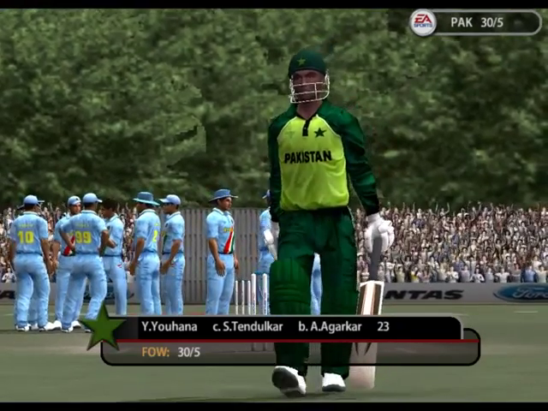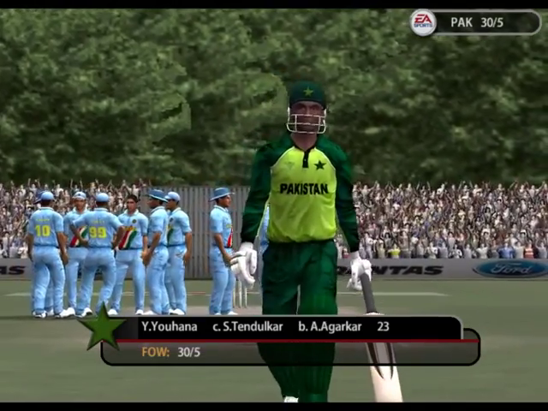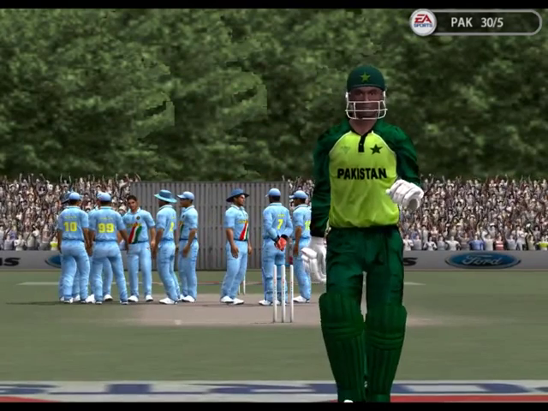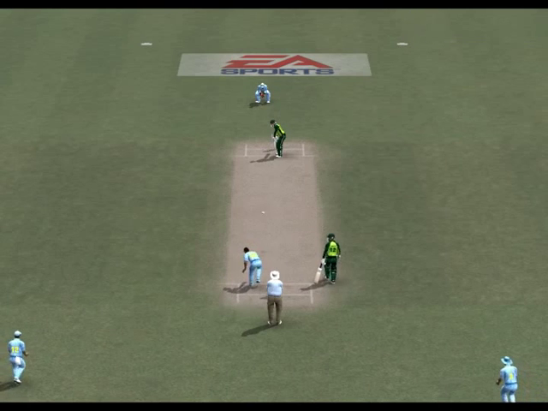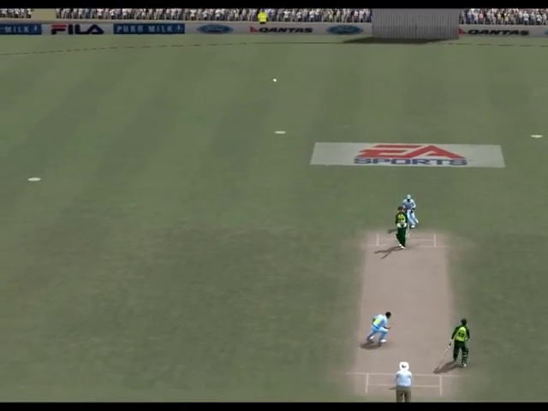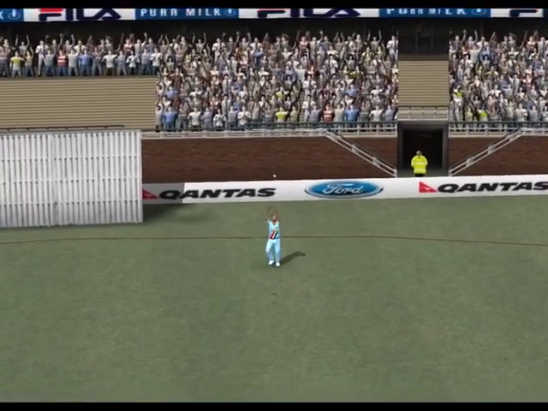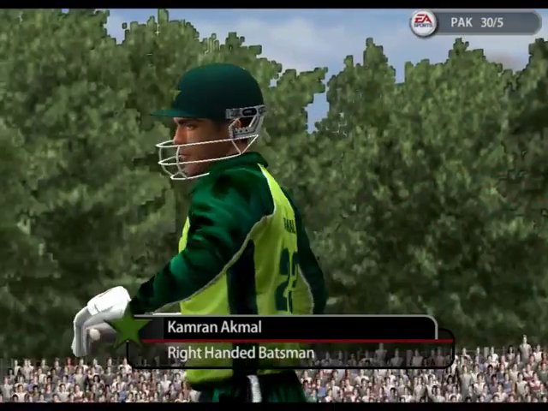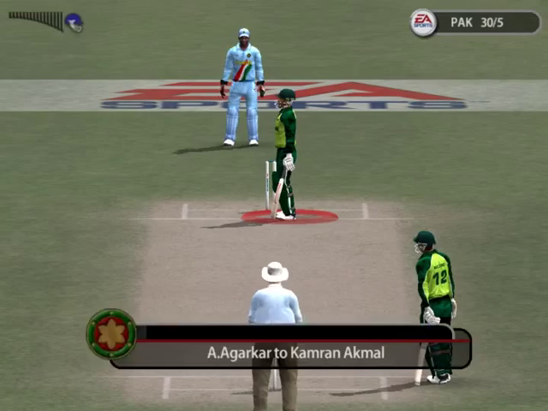Yusuf Yohana scored 23 runs. He got himself settled and then gave his wicket away. He'll be disappointed. We can have a look at that again. Kamran Akmal is the new batsman for Pakistan.